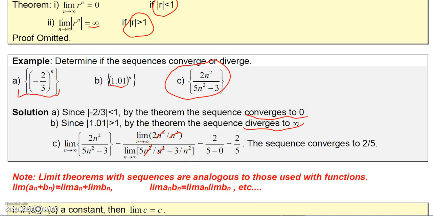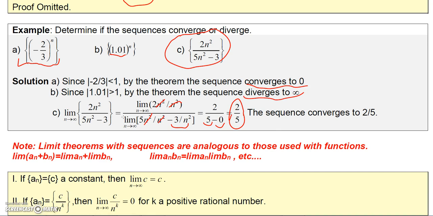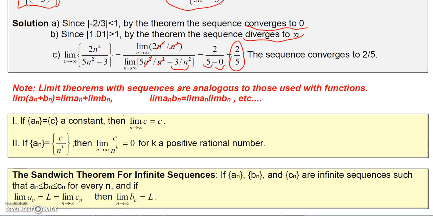Well, on the top I know the limit of 2 is just 2, and on the bottom the limit of 5 is just 5. But 3 over n squared, as n goes to infinity, must go to 0, so I get 5 minus 0. So this actually converges to 2/5. Now I could have used L'Hopital's rule on that, but it wasn't really a function, and even though you can use L'Hopital's rule on sequences, I didn't want to throw that at you yet.